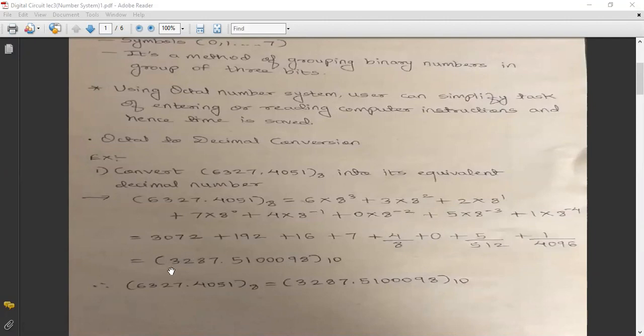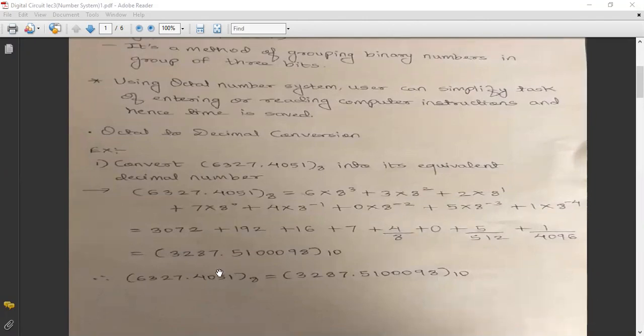Now on solving this, we will get the final answer as 3287.510098 to the base 10. Therefore, 6327.4051 to the base 8 is now converted into 3287.510098 to the base 10.